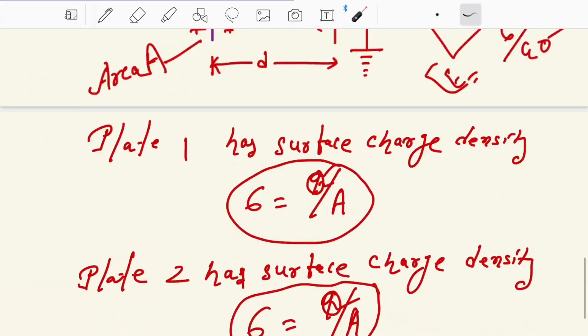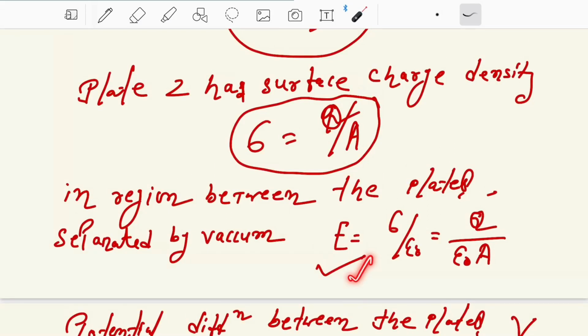So how can I write now? You can see this is the E, so E can be written as sigma by epsilon naught. So what is the value of sigma? It is Q by A, just put this value here. So this is the electric field.